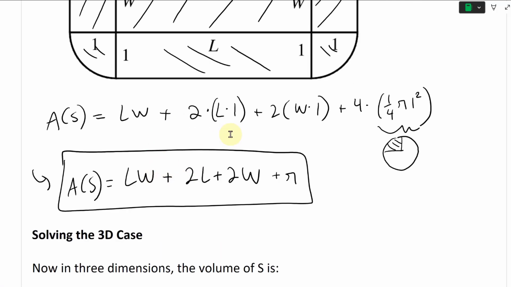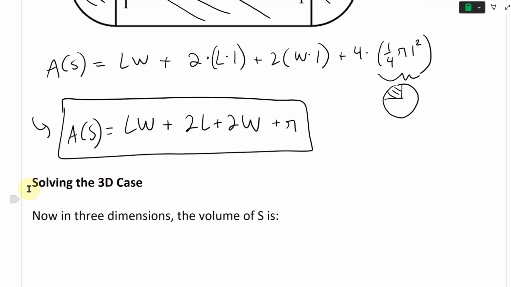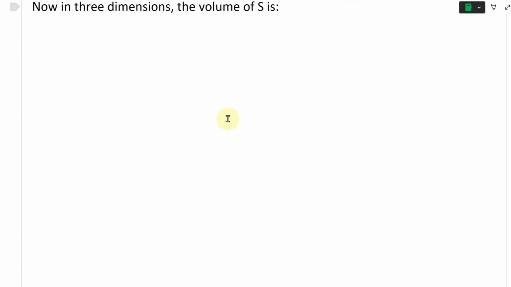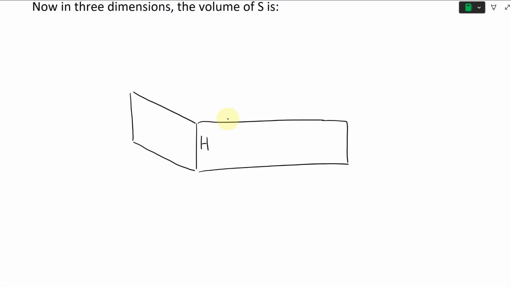Alright, now that we've gotten the 2D case, this can help us solve the 3D case. So now in 3 dimensions, the volume of S is, so let's draw this out first. Let's draw our solid box first. So we have a solid box, and now we have to include the factor for the height. So there's the height H, and there's the length, like that, which is L. And then it has a width W. So you have a width right here, W, and it goes like that.